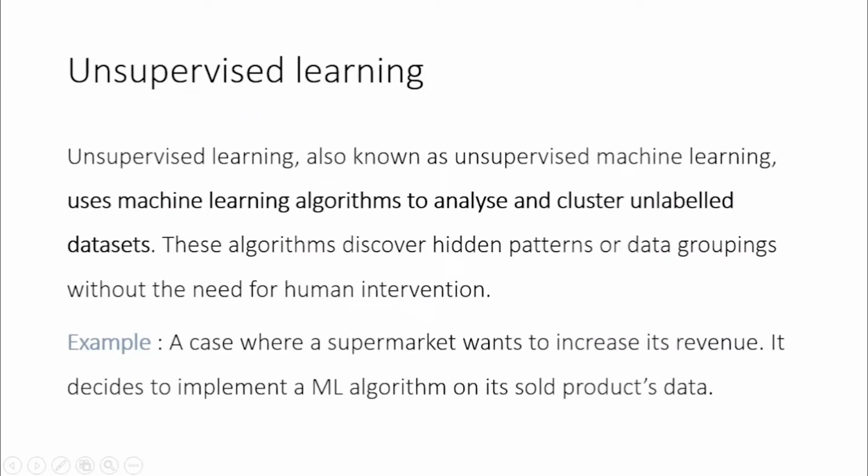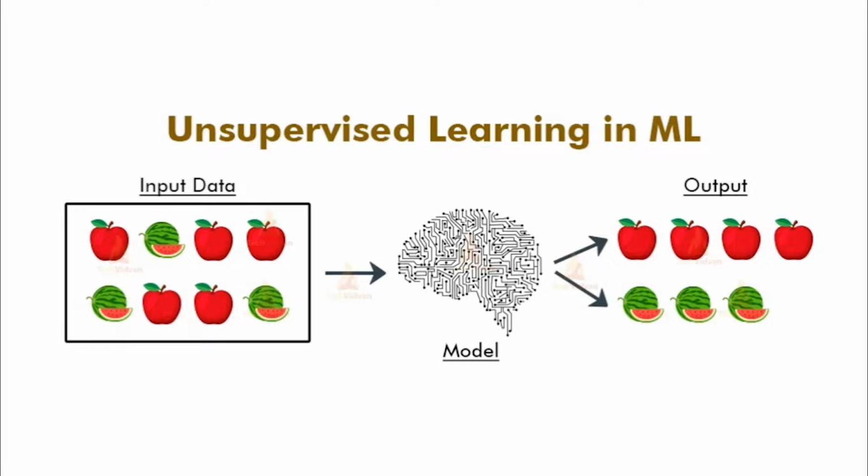Now let us take a look at unsupervised learning. Unsupervised learning, also known as unsupervised machine learning, uses machine learning algorithms to analyze and cluster unlabeled datasets. These algorithms discover different patterns or data groupings without the need for human intervention. An example of unsupervised learning would be a case where a supermarket wants to increase its revenue. It decides to implement a machine learning algorithm on its sold products data. So let us now take an example of unsupervised learning.